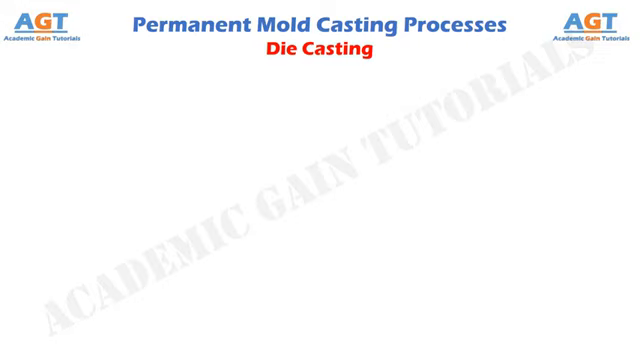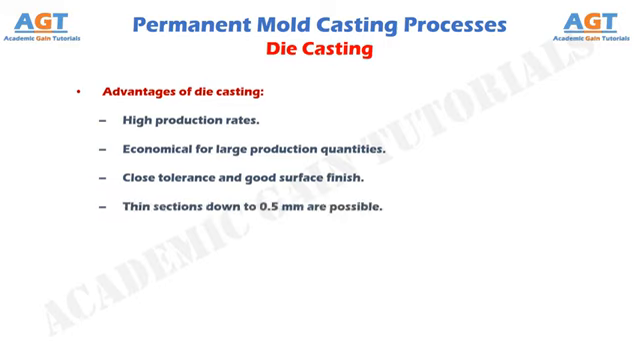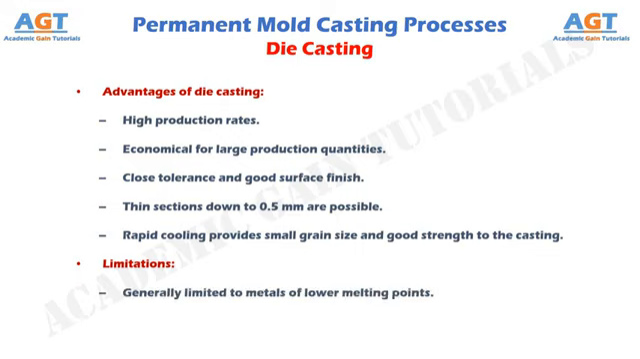Advantages of die casting include high production rates, economical for large production quantities, close tolerance and good surface finish. Thin sections down to 0.5 mm are possible. Rapid cooling provides small grain size and good strength to the casting. And the limitations include generally limited to metals of lower melting points, and part geometry must allow removal from die cavity.